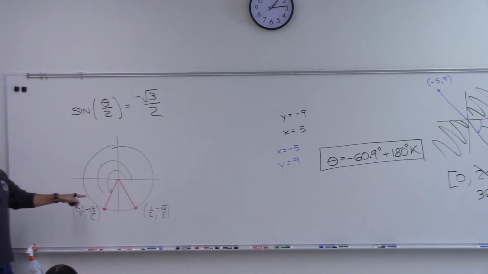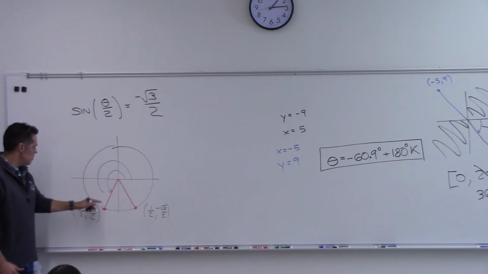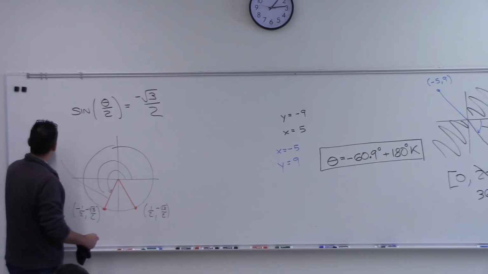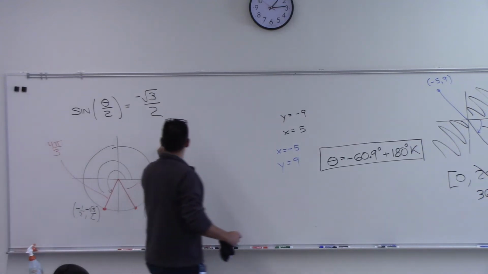What are these two angles? Y'all want to stick with radians? 4 pi over 3 and 5 pi over 3. So this angle here is 4 pi over 3. And this angle is what? 5 pi over 3.